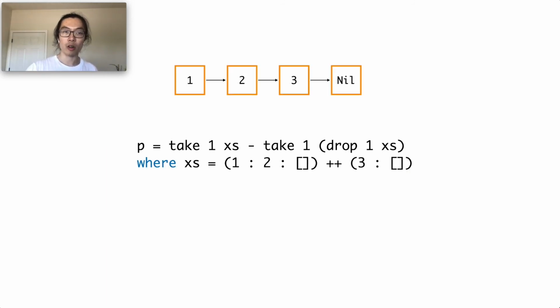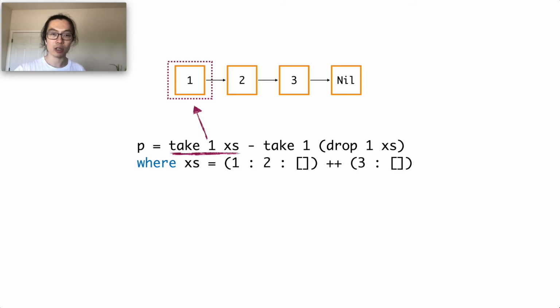To make things more complicated, we cannot know the demand of something until we use it. Let's consider the following program P as an example. Assume that we first evaluate take 1 XS. It will realize that we need the first cell in XS, so it computes the first cell in XS and stores the result in the memory. And then it carries on with the computation of P.